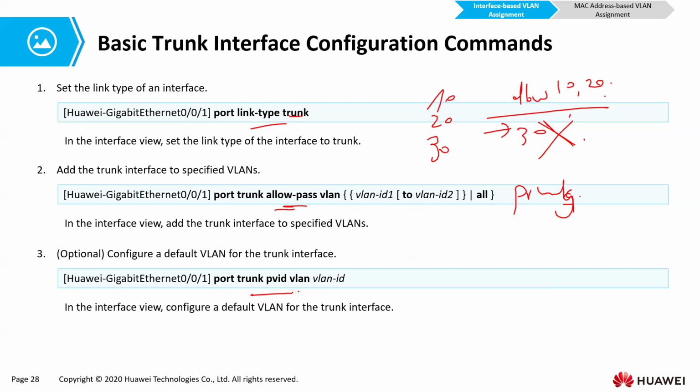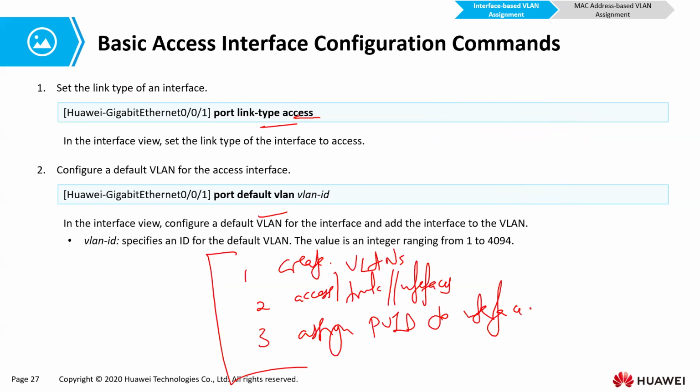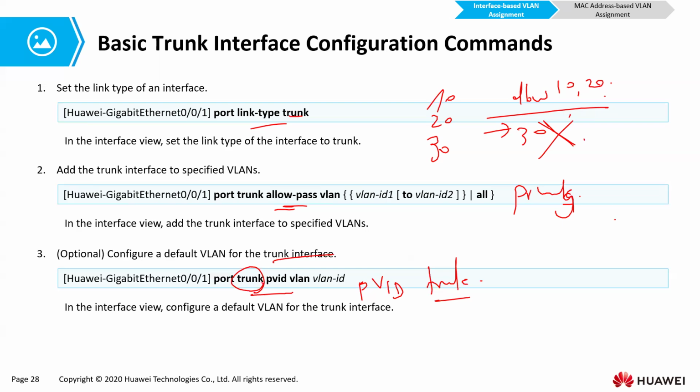Then this one, that's assigning a PVID to a trunk. We have two ways PVIDs are assigned. This one is for assigning a trunk PVID. We have another one for assigning an access interface PVID. So this one is for an access interface. This one is for a trunk interface. This is what is called the native VLAN.